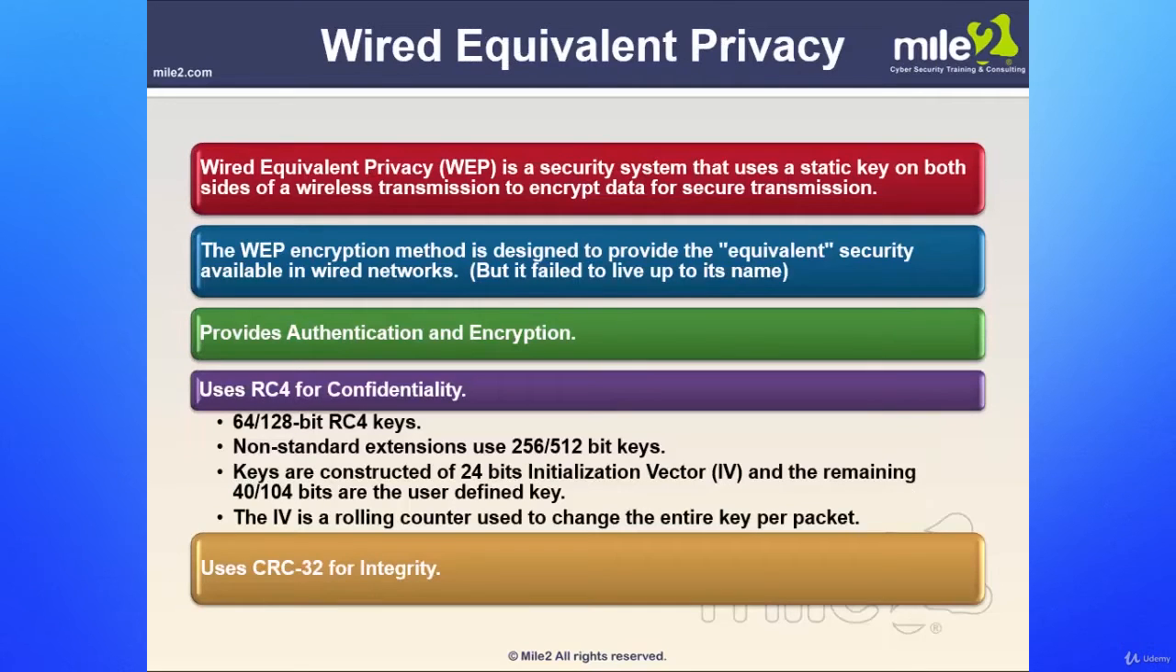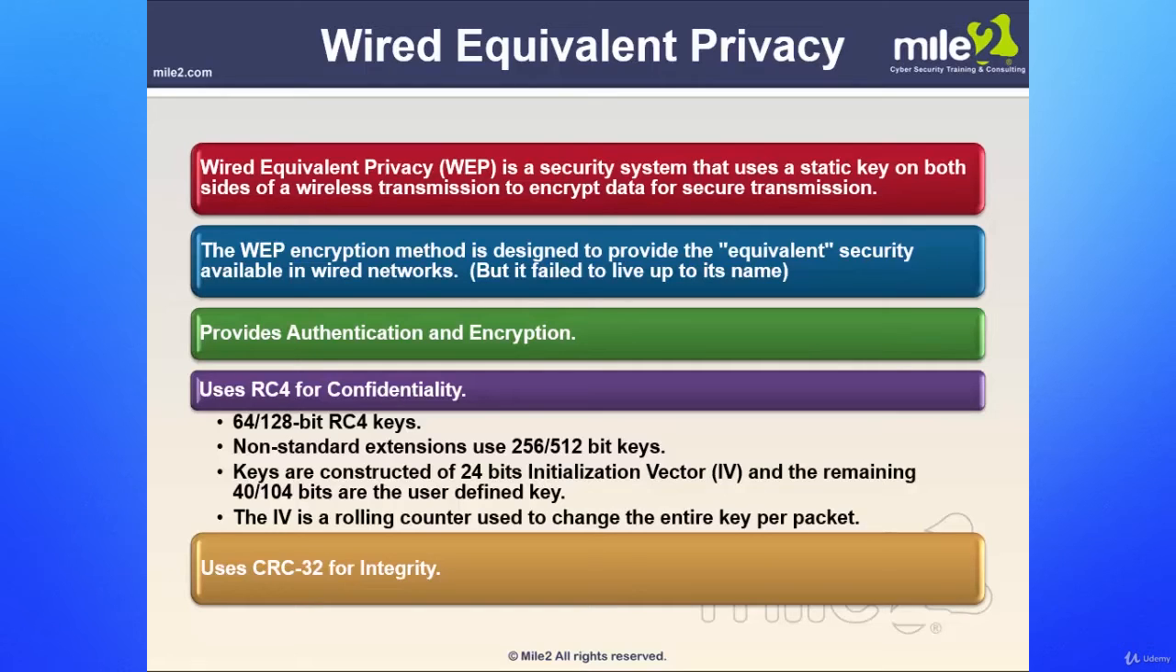And here we get into some of the different ways we protect our access points. Obviously, we have Wired Equivalent Privacy, also known as WEP, a security system that uses a static key for both sides of the wireless transmission to encrypt data for secure transmission. The WEP encryption method is designed to provide the equivalent security available in wired networks, and it provides authentication and encryption. It uses RC4 for confidentiality. It has 64 and 128-bit RC4 keys, and uses non-standard extensions such as 256 and 512-bit keys. The keys are constructed with a 24-bit initialization vector.